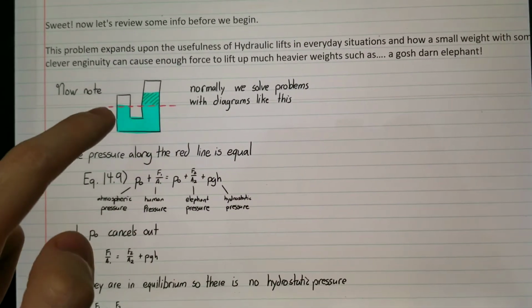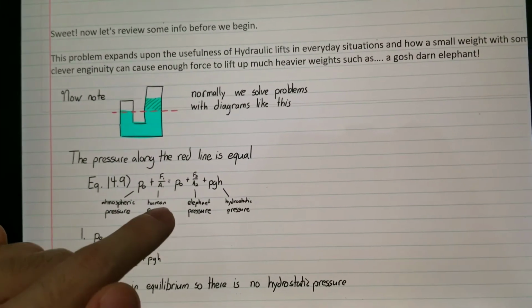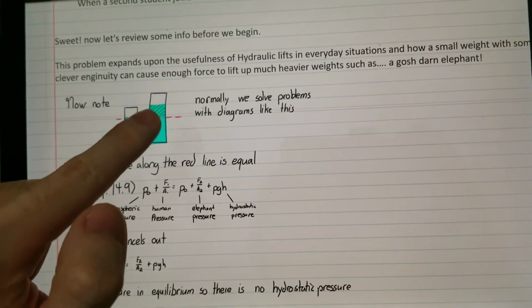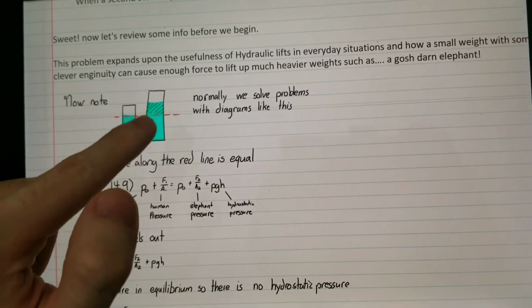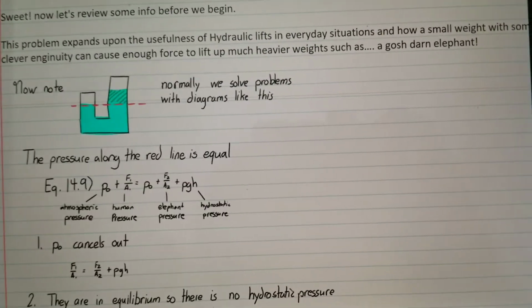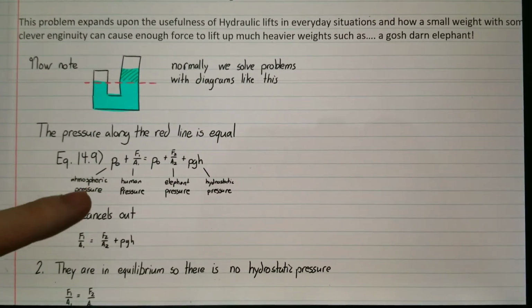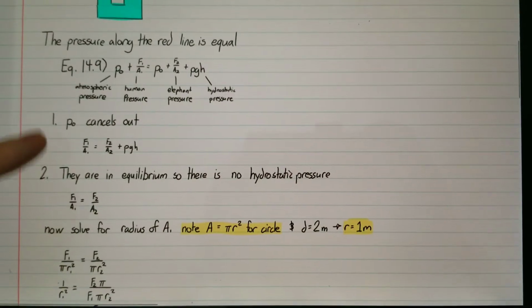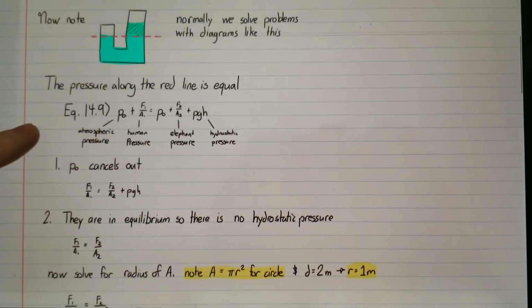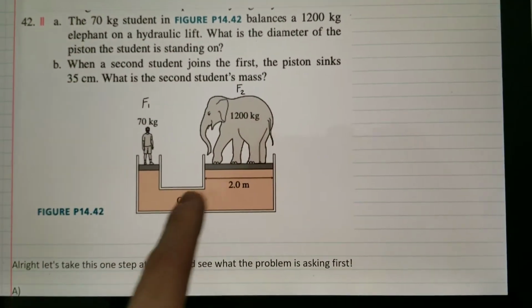So the atmospheric pressure on the left side, the force of the person on the left, atmospheric pressure on the right, force of the elephant on the right, and whatever water is on top of the red dotted line, we have to include that because that is hydrostatic pressure. Now you might notice that the atmospheric pressure actually cancels out, which leaves us with this equation right there.